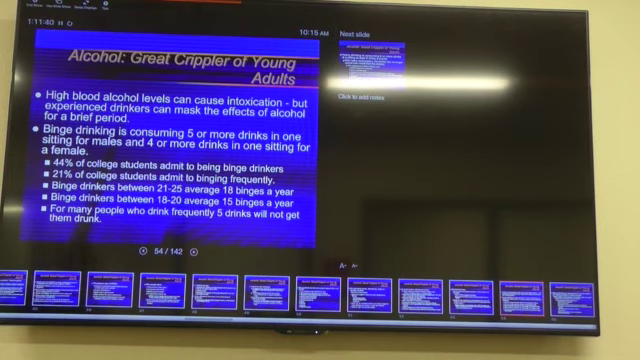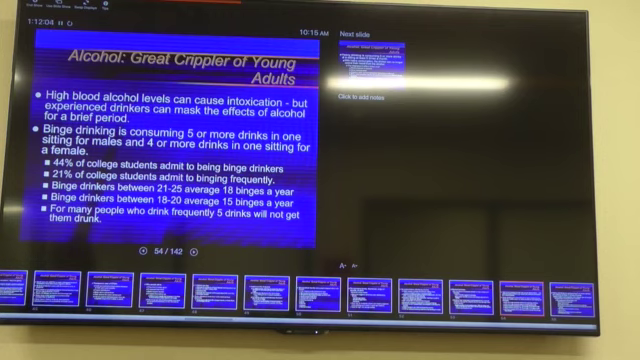High blood alcohol levels can cause intoxication, but experienced drinkers can mask the effects of alcohol for a brief period of time. Binge drinking is consuming 5 or more drinks in one sitting for males and 4 or more drinks in one sitting for females. Remember, females, alcohol is not processed in the female stomach like it is in the male stomach.